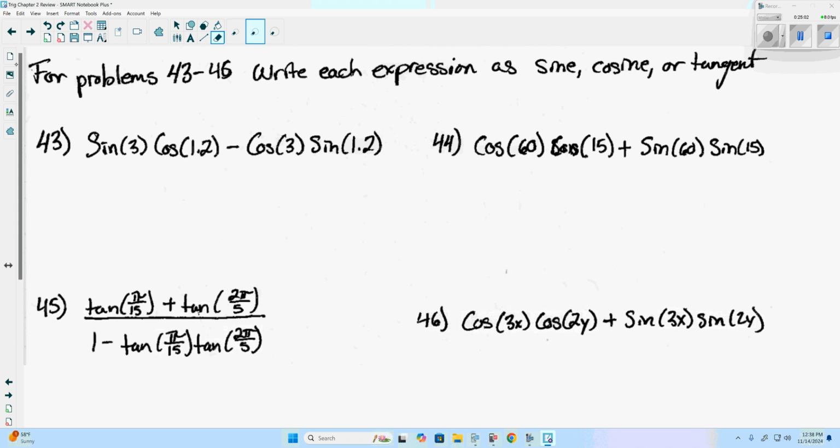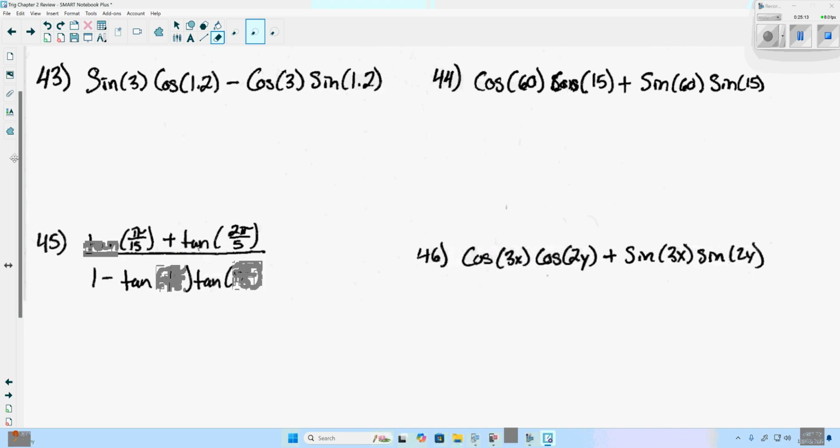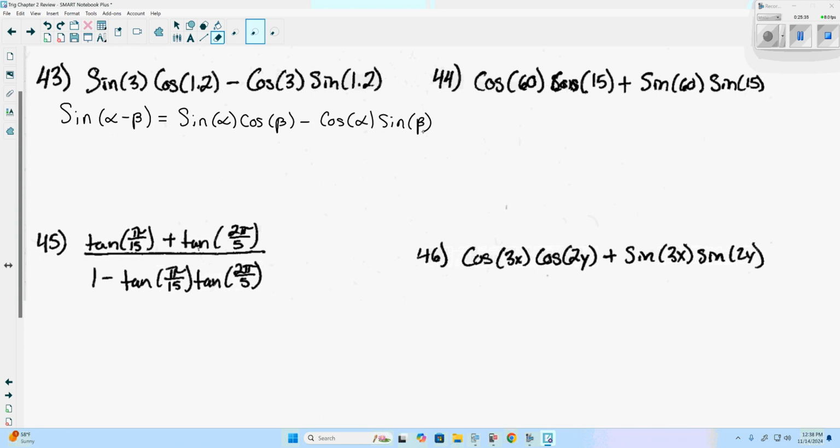43 here is really purely formula based. We want to write each expression as sine, cosine, or tangent, a single term. So we have sine times cosine minus cosine times sine. Well, that's our difference formula for sine, because sine of alpha minus beta is equal to sine alpha cosine beta minus cosine alpha sine beta. And again, this is just coming from the reference sheet.